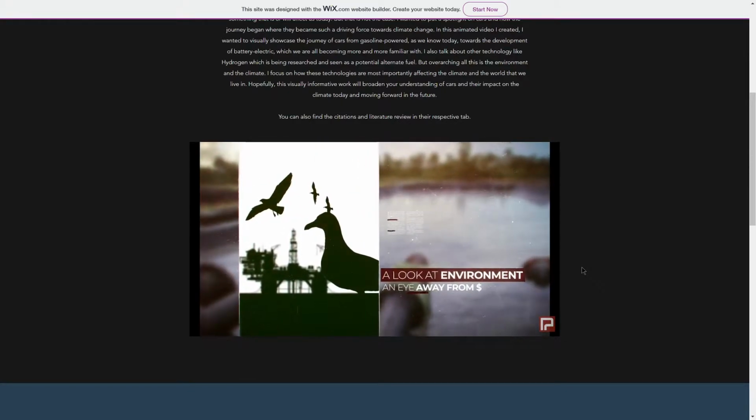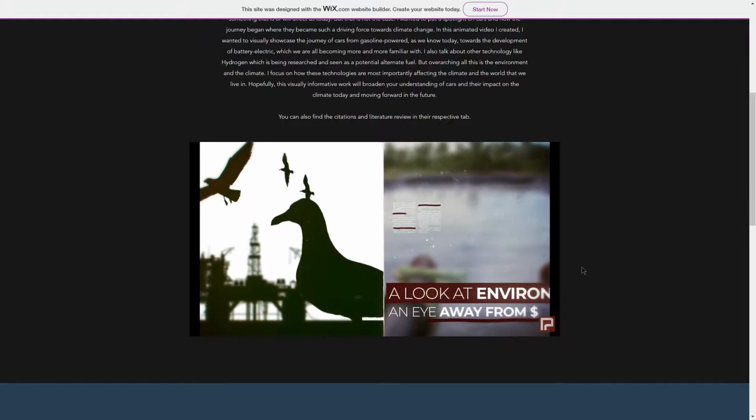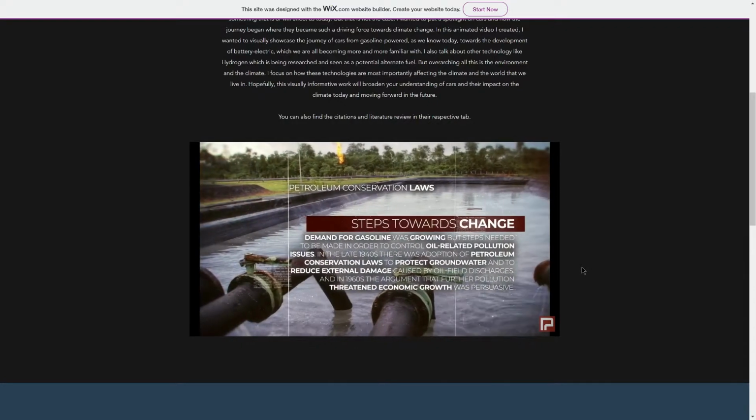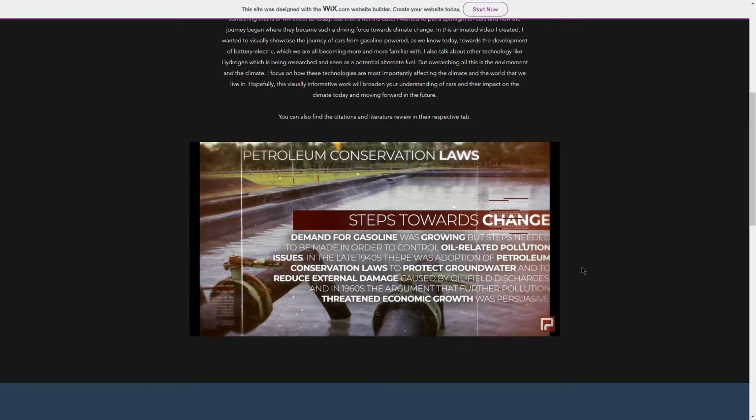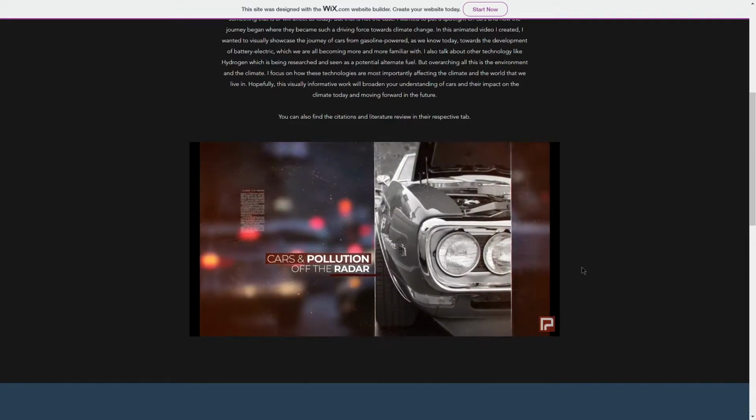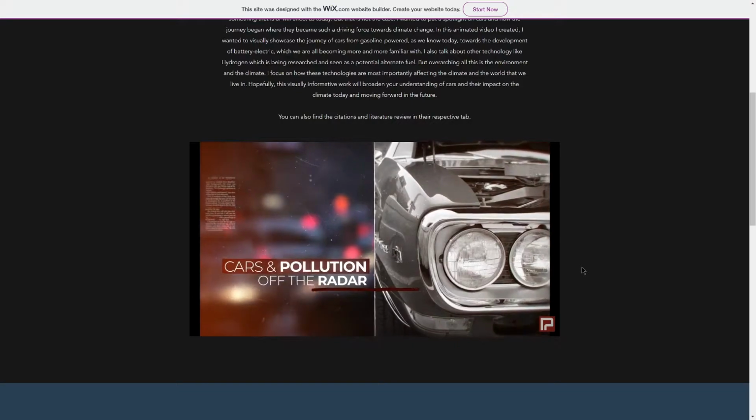So going through the evolution of cars and gasoline and how they've affected the environment, and the steps that have been taken and are being taken to make things cleaner and better for the environment.